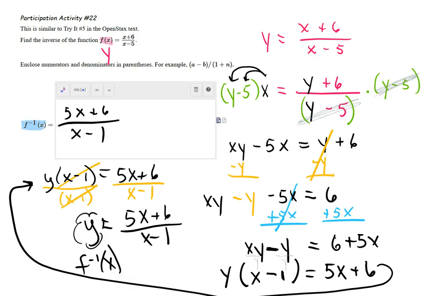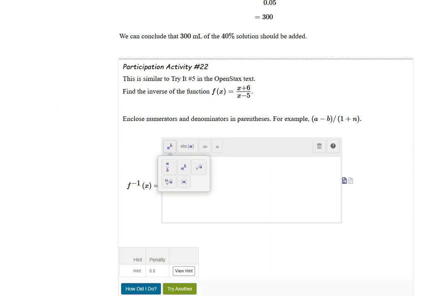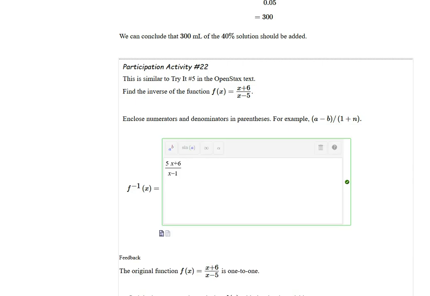And let me go back. To do that, you're going to have to click on the a to the b power and click on the fraction tool. And then I've got 5x plus 6 in the numerator, or I suppose you could make it 6 plus 5x, doesn't matter. And then the denominator, boy, my memory's going. x minus 1. Whew, man. x minus 1, and how did I do? Yay! And that's how it's done.